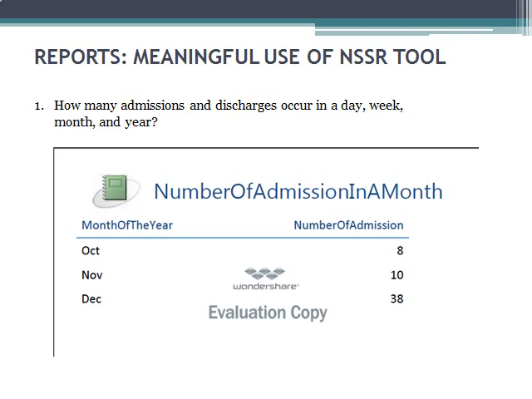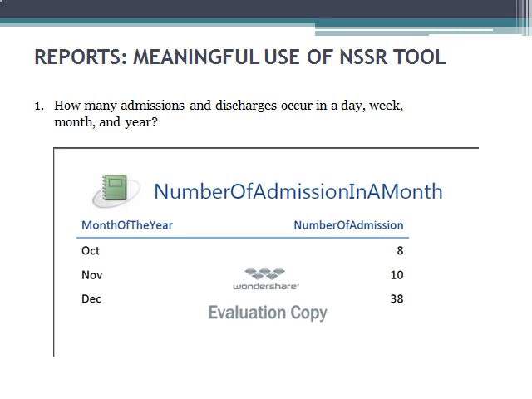First, let's discuss the number of admissions in the entire 2012 year. In October, the number of admissions was 8. In November, the number of admissions was 10, and in December, the number of admissions was 38. This report will guide our manager to do adequate staffing, which will result in quality care to patients, staff satisfaction, and reduced workload and stress on nursing staff.